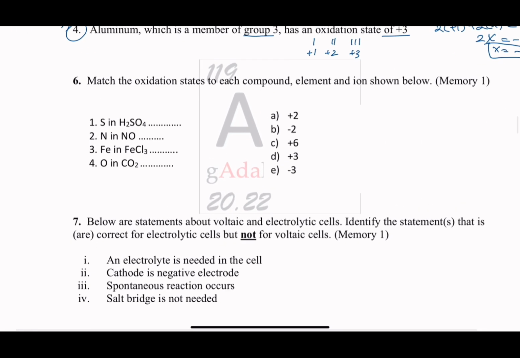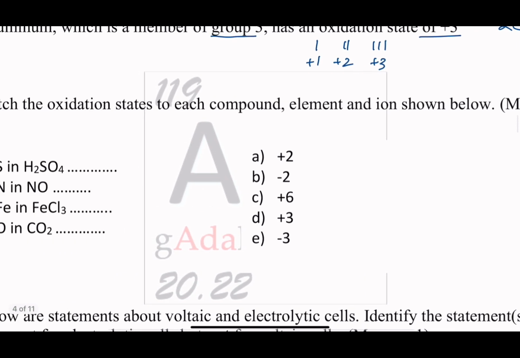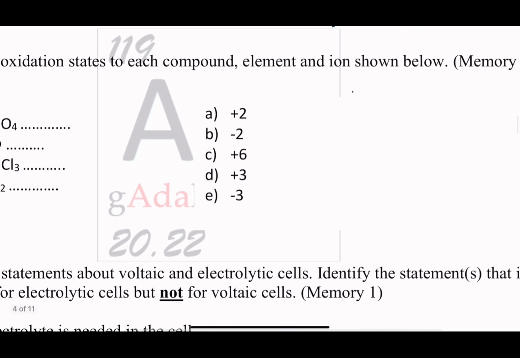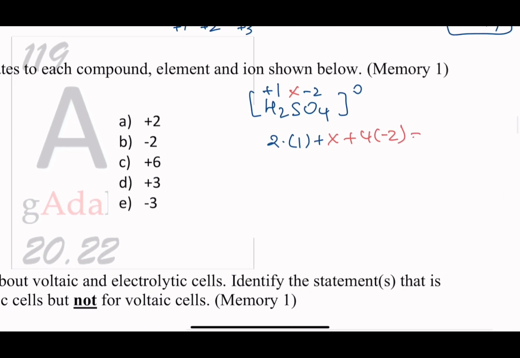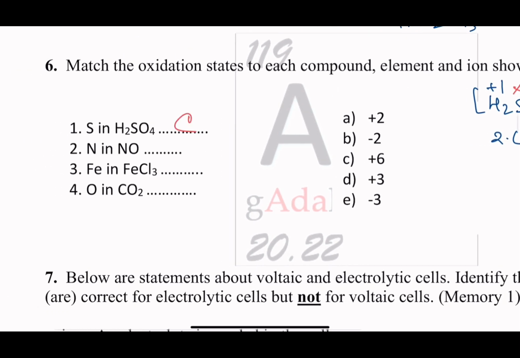Okay, so now we go into here. It's asking what's the oxidation state of each component, element, and ion shown below. Okay, let's do it together. So H2SO4, I will write it in here. We know that oxygen is -2, hydrogen is +1, they add up to 0. If I do the math, 2 times 1 plus, I say sulfur is x, plus 4 times -2 adds up to 0, and then x plus 2 minus 8 is 0, x minus 6 is 0, x is +6. So this guy is +6, that's why it is C.